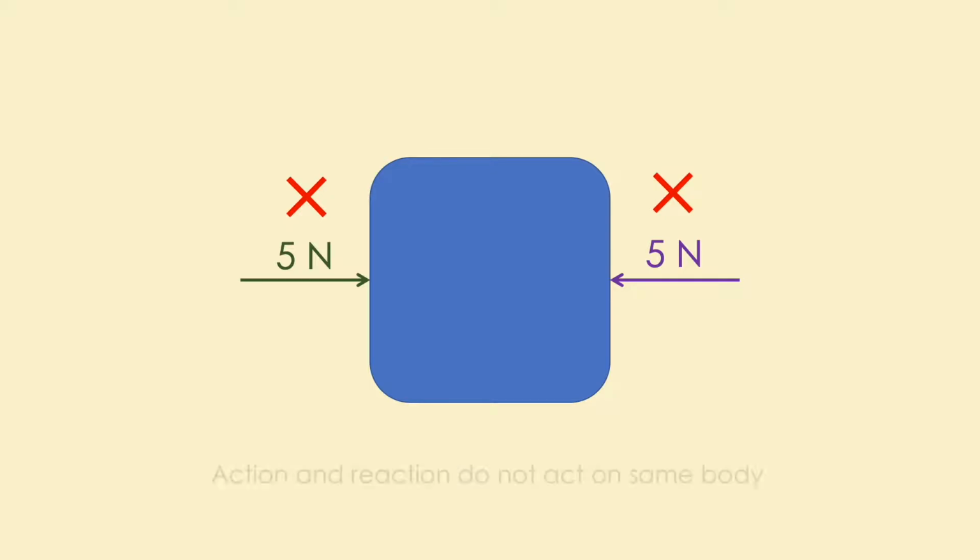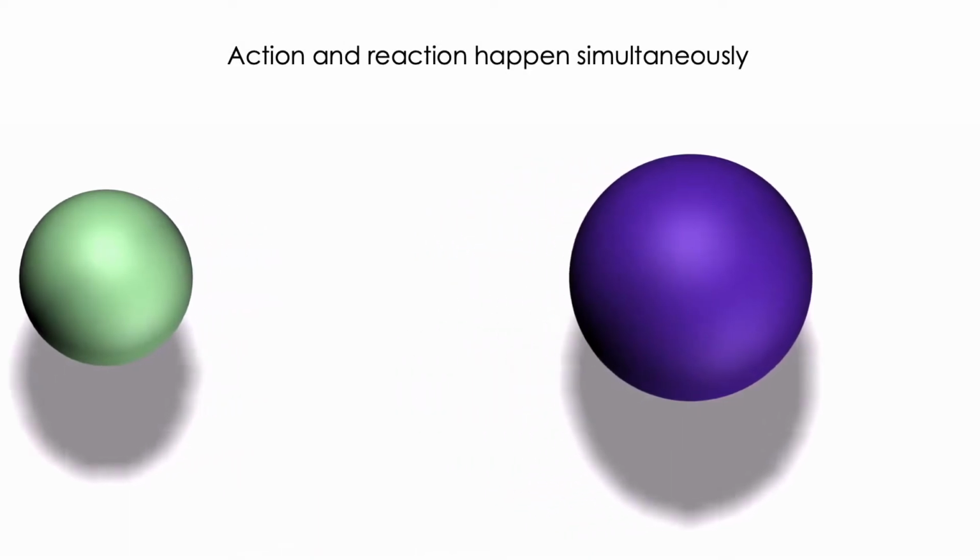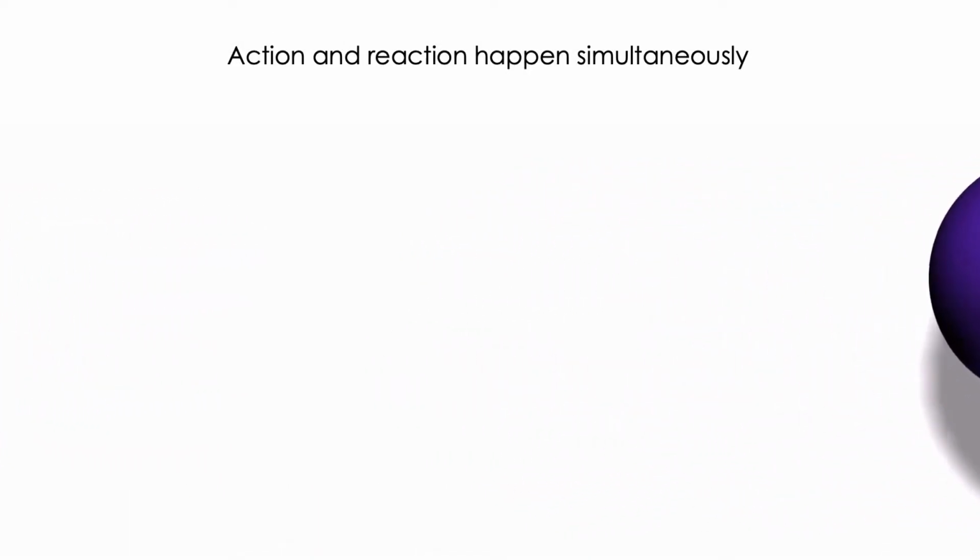Here we have two forces of 5 Newton acting on a body from opposite directions. These two forces are not an action and reaction pair, despite being equal and opposite. This is because action and reaction act upon different bodies, not the same body. Then we get back to our green and purple balls example. The purple ball exerts a force on the green ball at the same instant the green ball hits the purple ball. Action and reaction happen simultaneously, not one after another.